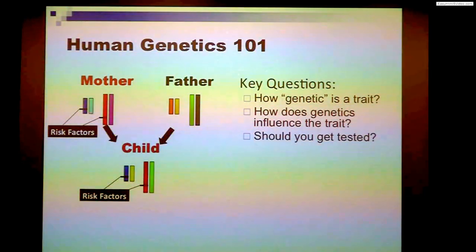How does genetics influence the trait? And then finally, should you get tested? Does it make sense for you to actually go and check these things? And so that's what we're going to talk about.